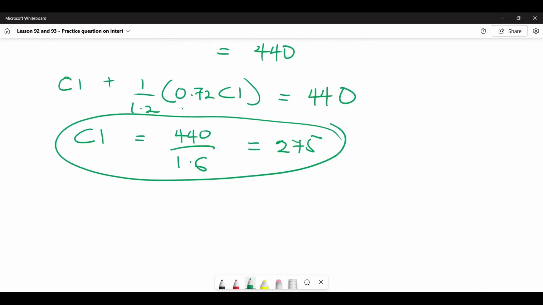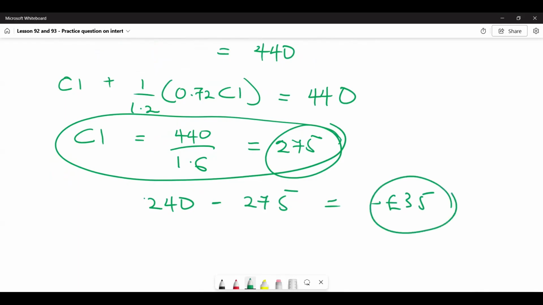Now, given that net income in the first month is 240, and his consumption is 275, it means that in the first month, Nate had to borrow the difference between his income and his consumption to fund his current consumption. So this is going to be minus 35. So Nate borrowed an amount of £35 in the first month to fund his current consumption.